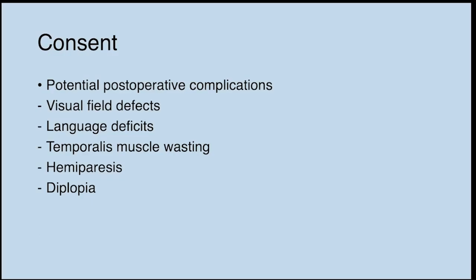When consenting patients for the procedure, it's important to convey all of the potential postoperative deficits. Here are a number of those potential complications. Visual field defects can occur from temporal lobe surgery affecting the optic radiations. Language deficits can occur for surgery of the dominant temporal lobe due to variable language representation. Temporalis muscle wasting can occur due to the reverse question mark incision that we use. Hemiparesis can occur due to injury to the anterior choroidal artery or from direct brainstem injury. Diplopia can occur from 3rd or 4th nerve injury.